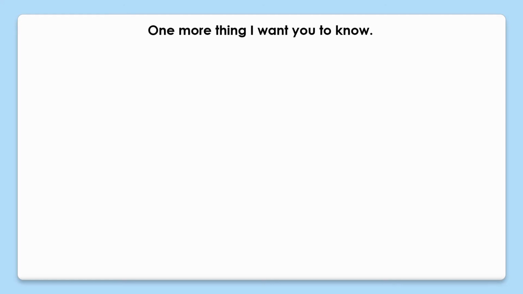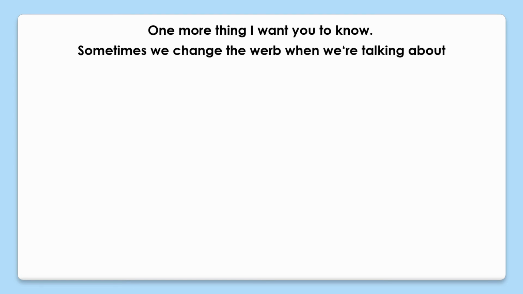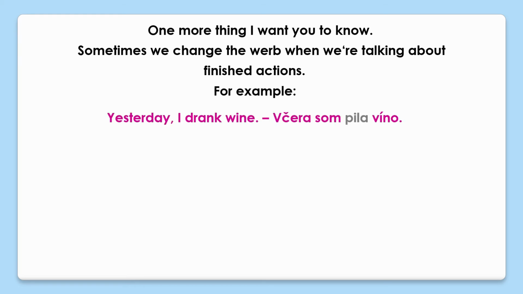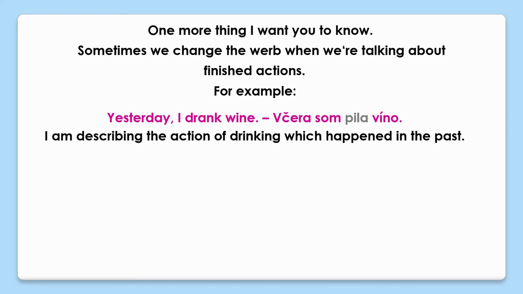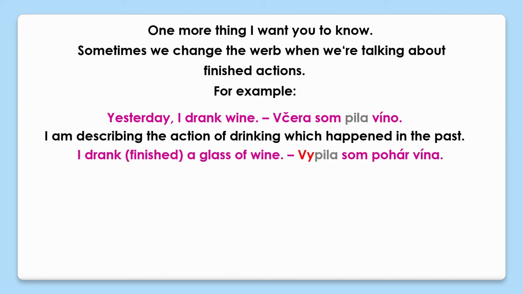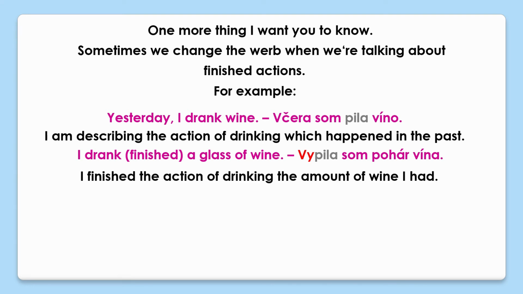Now, there's one more thing I want you to know. Sometimes we change the verb when we're talking about finished actions. So, for example, yesterday I drank wine. Včera som pila víno. Notice the word pila. I am describing the action of drinking which happened in the past. But if I say vypila som pohár vína, instead of pila I would say vypila. That means I finished it. So I finished the action of drinking for the amount I had. So I finished a glass of wine.